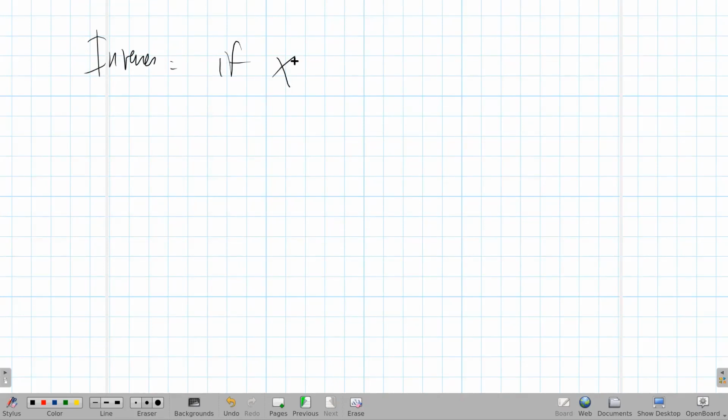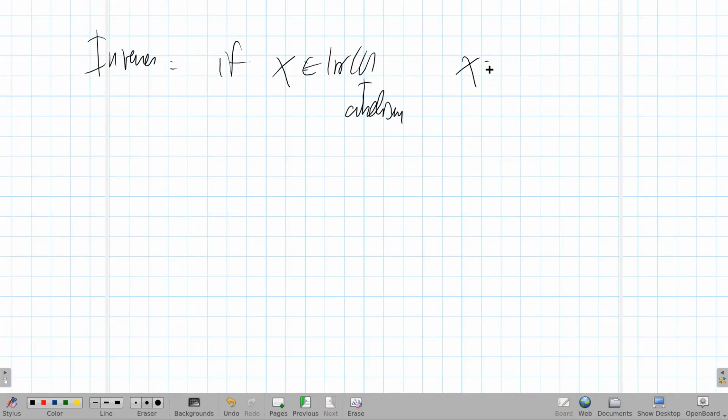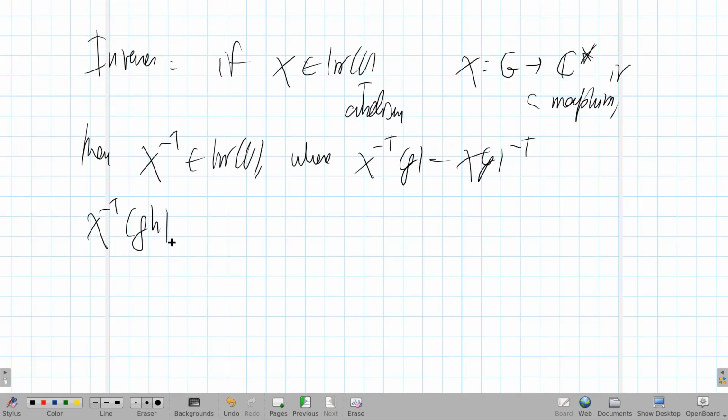Well, if chi is in G-hat, remember this is abelian. Let me check whether I wrote abelian. Yes, abelian. So chi from G to C star is the morphism. Then chi inverse is still in G-hat, where chi inverse of g is just chi of g inverse. Why is it so? Well, it's quite simple, because an irreducible character is just a morphism from G to C star, okay? So if you compute chi inverse of gh, you'll get, by definition, chi of (gh) inverse. Chi is a morphism. You have an inverse here.